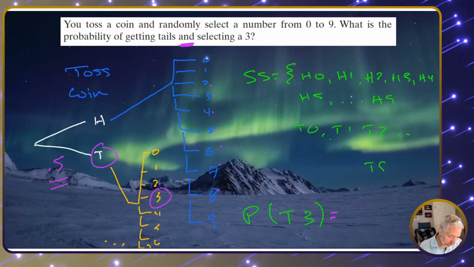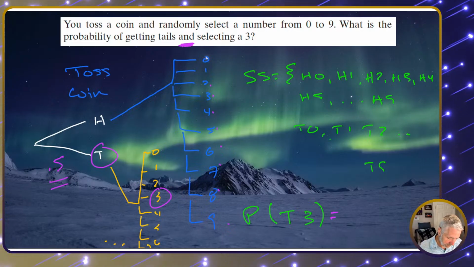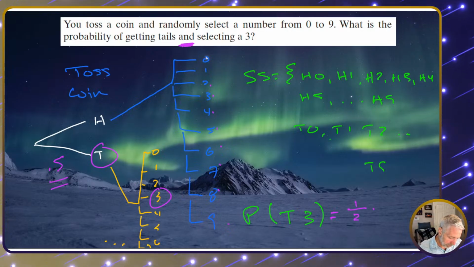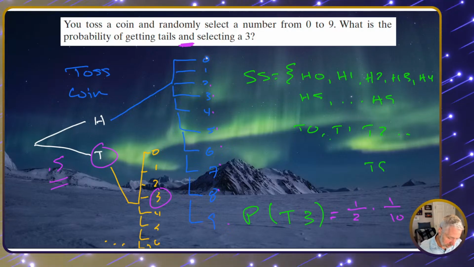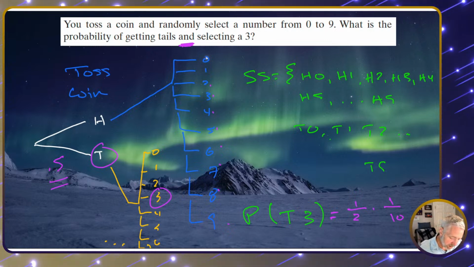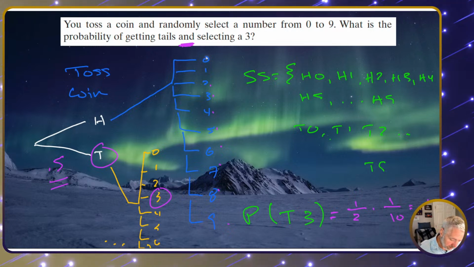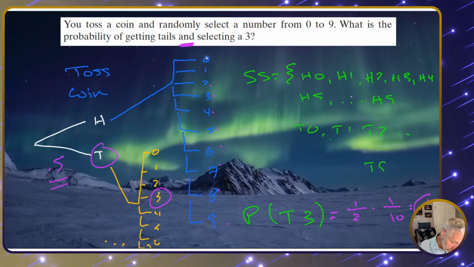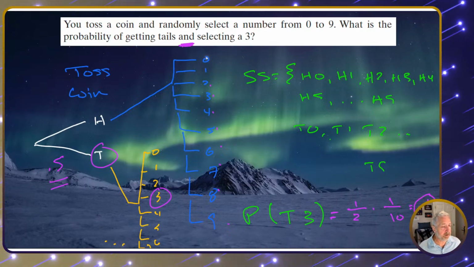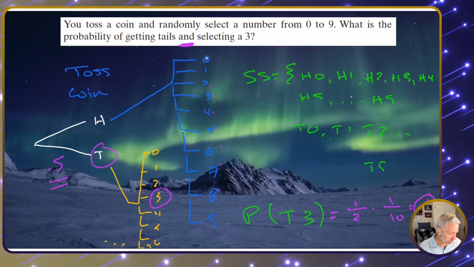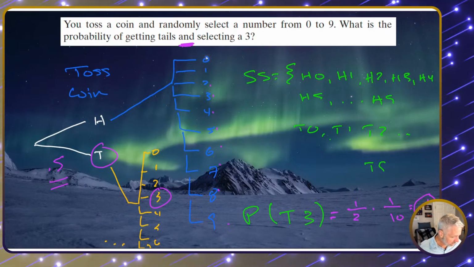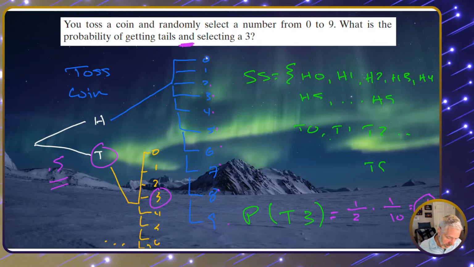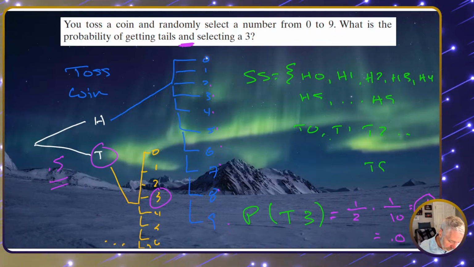So when you look at the probability of getting tails, and then the probability of getting a 3 is 1 out of 10. So you've really just got a 1 in 20 chance of getting that. And remember, in my class, break it down to the decimals and round it out to whatever decimal places I ask you to on the assessment. And in this case, we just get 0.05.